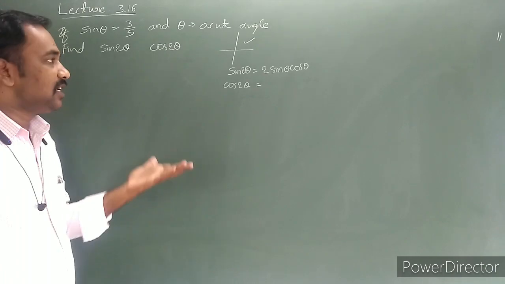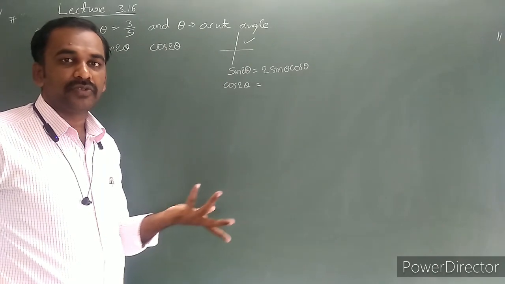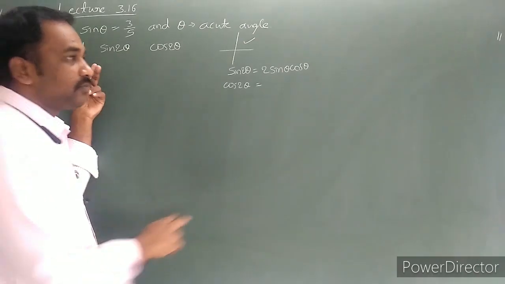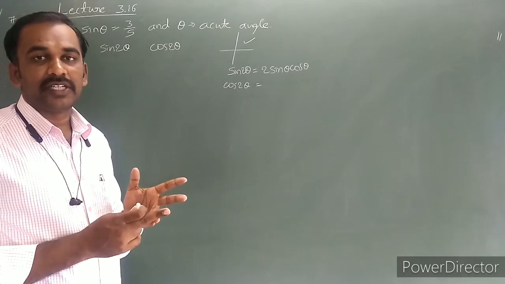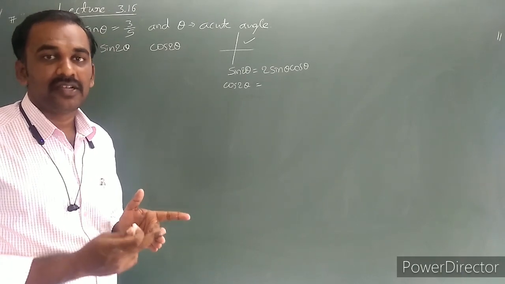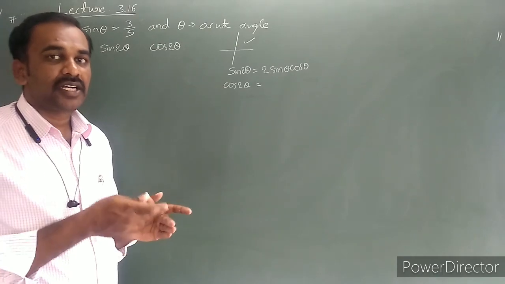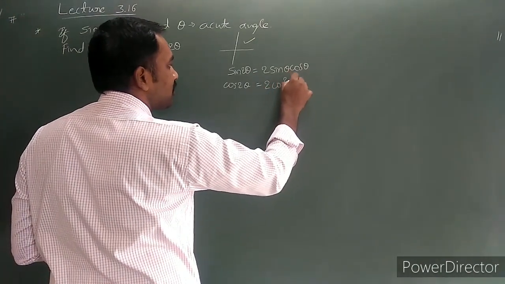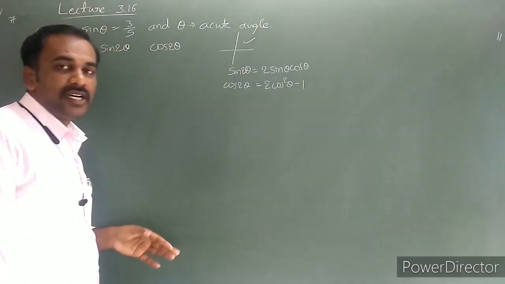Cos of 2 theta. So there are 4 results for cos of 2 theta. Out of the 4, which one is suitable? Either we can use both sin and cos, because we need to find the cos theta value, or else you can use the result only in terms of cos, 2 cos square theta minus 1, or only in terms of sin, 1 minus 2 sin square theta, or in terms of tan, 1 minus tan square theta divided by 1 plus tan square theta. In this case, I just use the cos of theta value. Algebra is easy, there is no problem at all. I just use this one, 2 cos square theta minus 1.